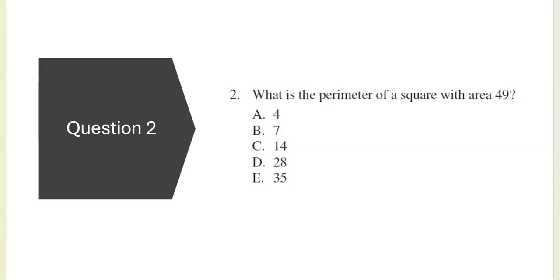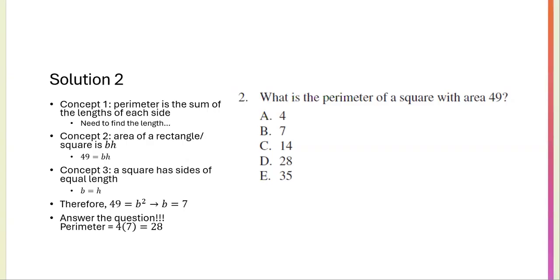Okay, this one's hopefully easy. Perimeter is the sum of all the lengths of the sides. So in a square, there are 4 sides of equal length. We need to find the side. That's what we need to answer this question. It's asking for perimeter. Now we're going to use this other piece of information. Area is 49. What's the area of a square?